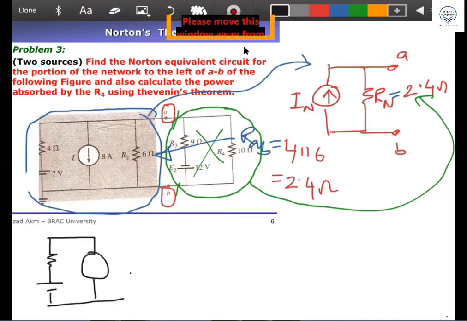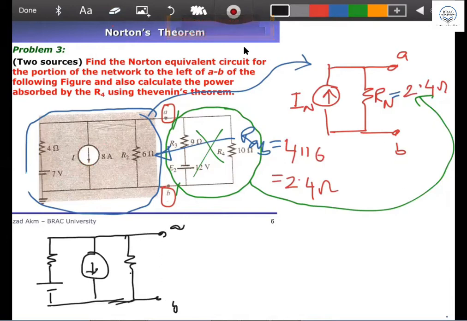Okay, this is the A and B terminal. This is all about the circuit. A and B is a circuit. And this is your current coming down, which is 8 ampere. This is your 6 ohm. This is your 4 ohm. And this is your 7 volt. Okay, so this is the circuit we are having.